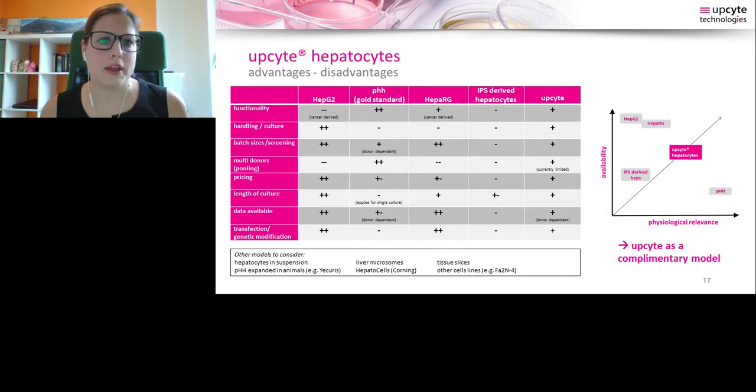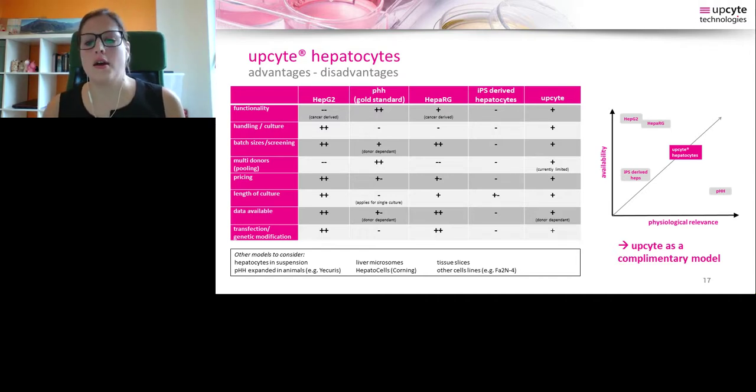Overall, as I said from the beginning, it's a compromise model. From the functional side, they're quite good. The main advantages, just to highlight them again, are the handling, the lot sizes, and the long-term culture. As an alternative to primary human hepatocytes, which is currently the gold standard, it depends a little bit on the application you might want to use them for. I don't see it as a replacement for primary hepatocytes. I rather see it as a complementary model to primary hepatocytes, and a way better physiological model than, for example, HepG2.